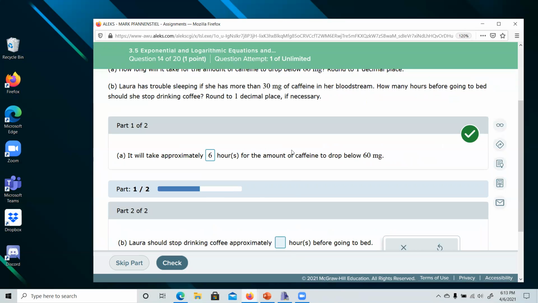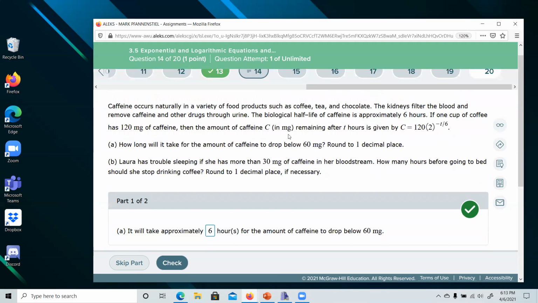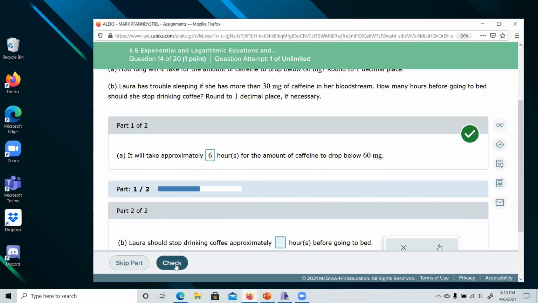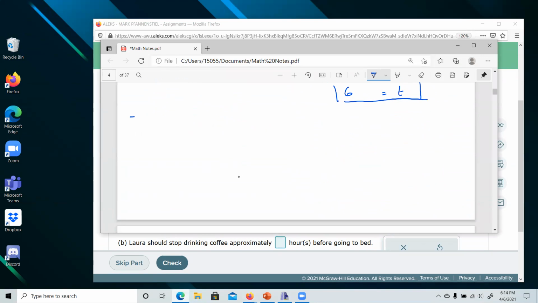Okay. This is two half-lives, isn't it? We went from 120 to 60. Half of 60 is 30. So we have 2 half-lives. The answer is going to be 12. Okay, we have 2. Again, I wish they picked a slightly harder problem. So for 2 half-lives, we have 6, we have another half-life, we have 12 hours.